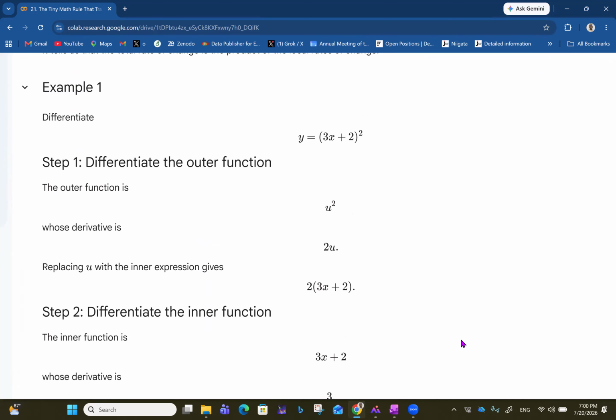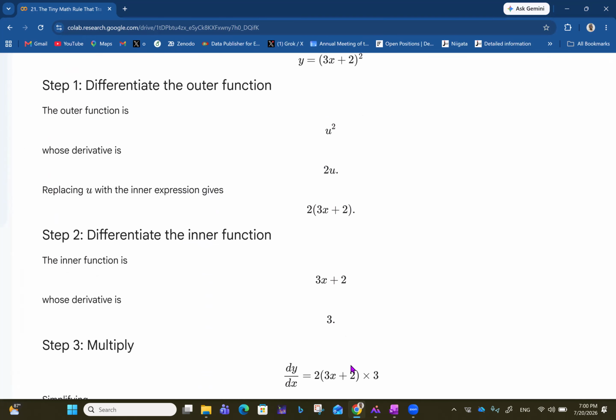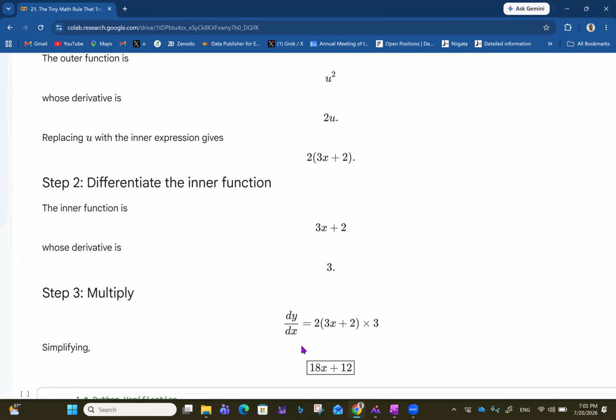So look at this example. You want to differentiate y equals (3x plus 2) squared, like we saw before. The outer function is u squared, so the derivative is 2u. If you replace u with the inner expression, which is 3x plus 2, you have 2 times (3x plus 2). Then you differentiate the inner function, 3x plus 2, and the derivative is 3. So dy dx is 2 times (3x plus 2) multiplied by 3, and all of that will be 18x plus 12.